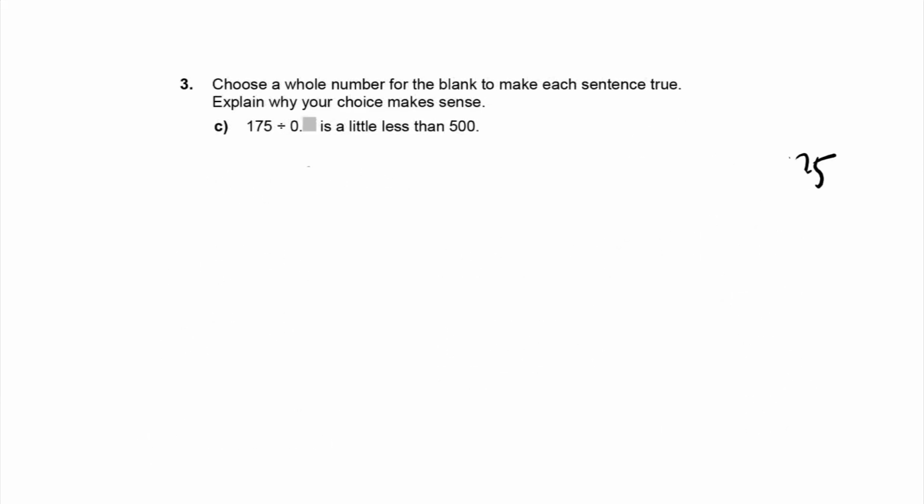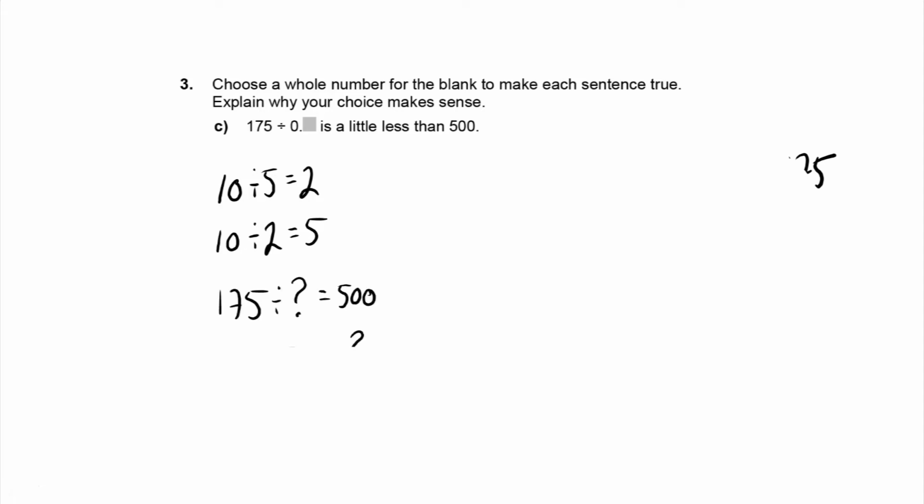Choose a whole number for the blank to make each sentence true and explain why your choice makes sense. 175 divided by a decimal number is less than 500. So we look at our numbers, we see we've got 175 here, and the answer is going to be 500. So the number got bigger, which definitely confirms that we've got a decimal place going on there. So remembering that same thing, that 10 divided by 5 equals 2, therefore 10 divided by 2 equals 5.